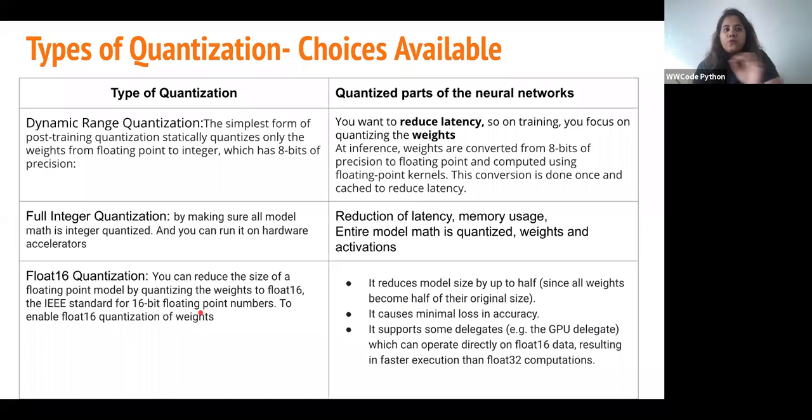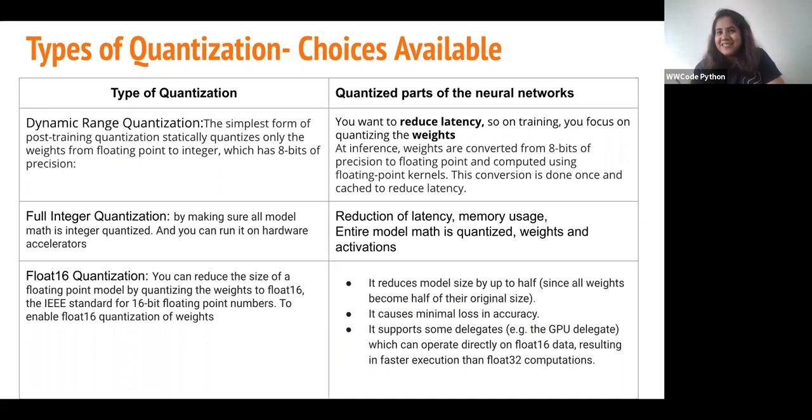Then you also have float16 quantization. Essentially, you're reducing the size of floating point values by quantizing the weights to float16, which is an IEEE standard. It reduces model size by up to half, compared to both full integer and dynamic range, and it causes minimal loss in accuracy. I think it supports some delegates. Essentially, it is perfect for running on a GPU. That's it.